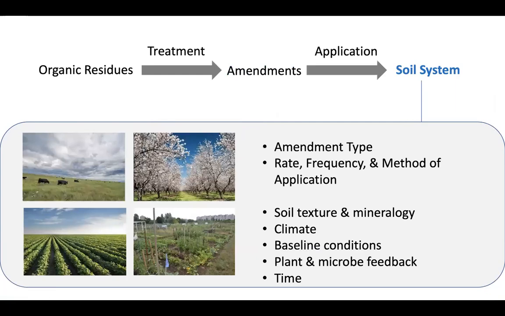And then, the application to a particular soil system also gives us some nuance for trying to understand carbon and water dynamics. So the amendment type, the rate, frequency, and method of application, all of that management component combined with the properties of the soil that you're applying it to, the crop types, the baseline conditions, the climate, time, how long have these practices been going on for? All of those complicate the picture and make those course back-of-the-envelope calculations a little bit hard to put into practice.